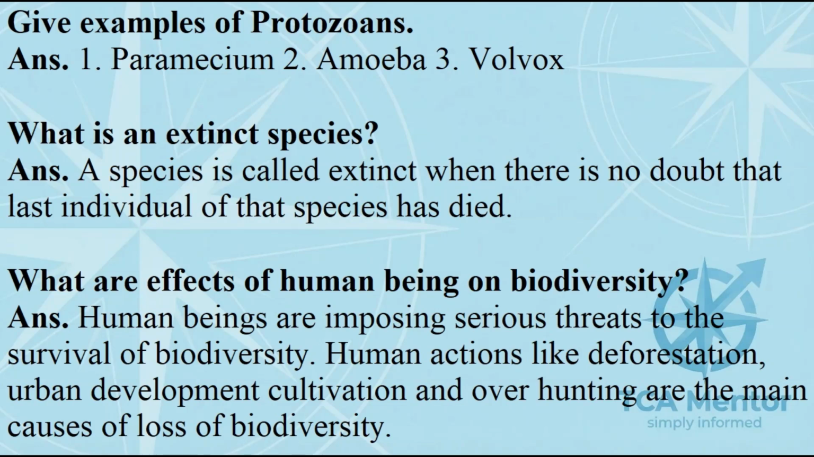What is an extinct species? ANS. A species is called extinct when there is no doubt that the last individual of that species has died. What are effects of human beings on biodiversity? ANS. Human beings are imposing serious threats to the survival of biodiversity. Human actions like deforestation, urban development, cultivation, and overhunting are the main causes of loss of biodiversity.